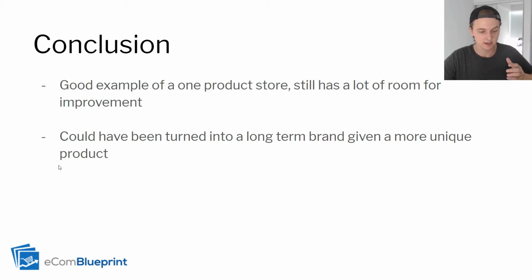But the main thing here is that to become a long-term brand, I think you need some sort of differentiation like what Purple did, right? Even just having a different color of cushion could be enough to build a long-term brand. But if you're selling a generic product that's almost commodified, right, that you can get anywhere, that doesn't work for a long-term brand. That's why I said that given a more unique product, I think that this could have been scaled into a long-term brand similar to Purple.